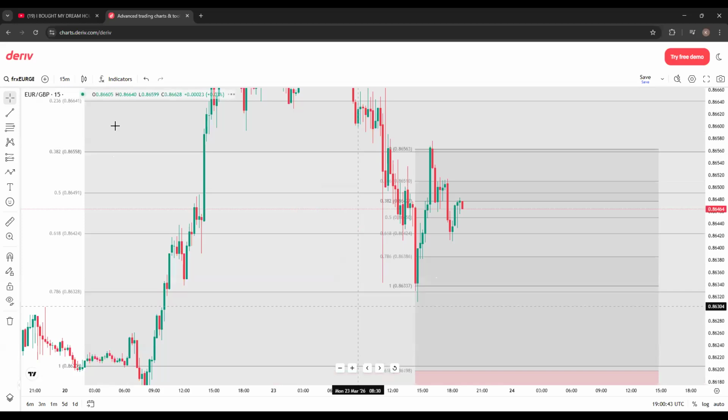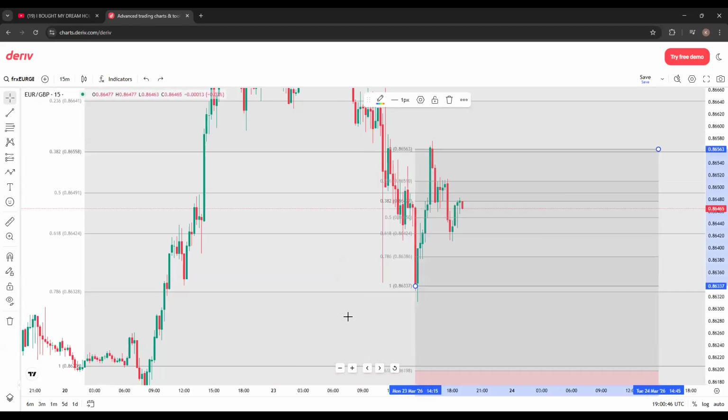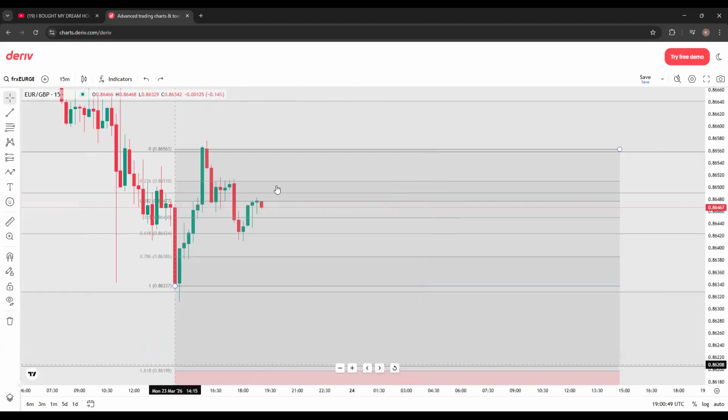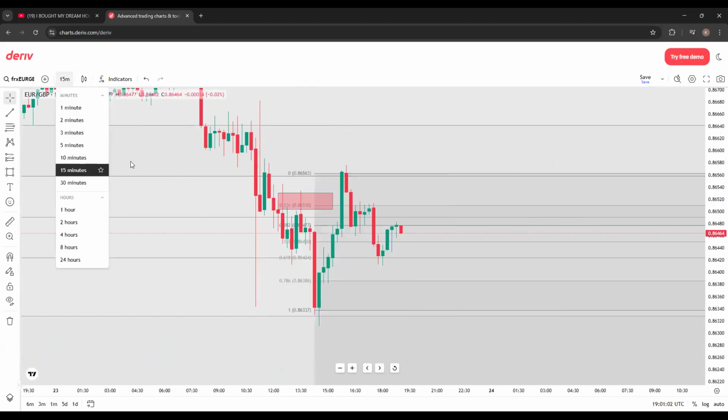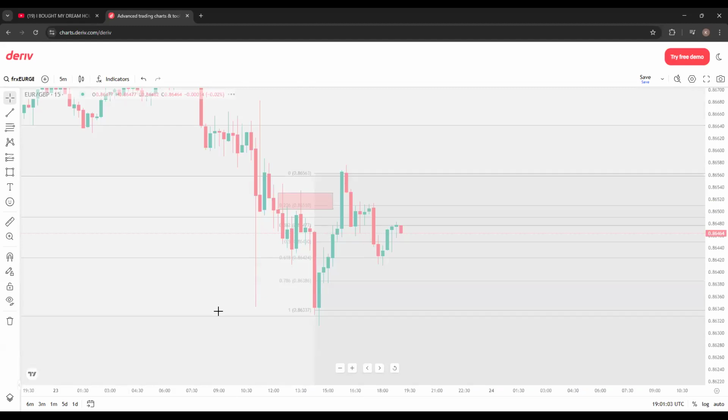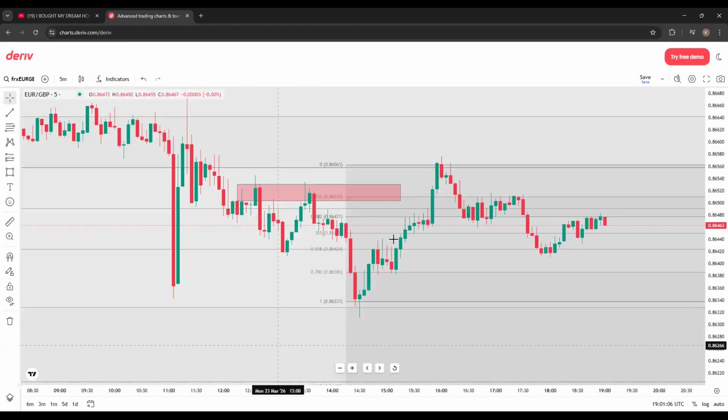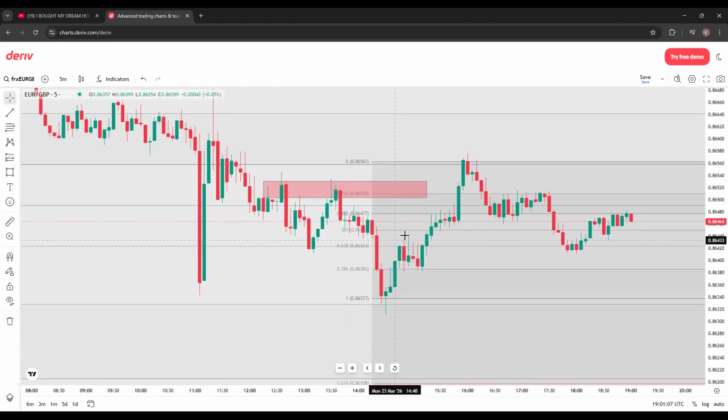In M15, what you're going to see straight away is a break of structure. Can you see this break of structure over here? Yes. But if you come to M5, straight up, you're going to see what? You're going to see a change of character and a break of structure. Can you see it? Yes.